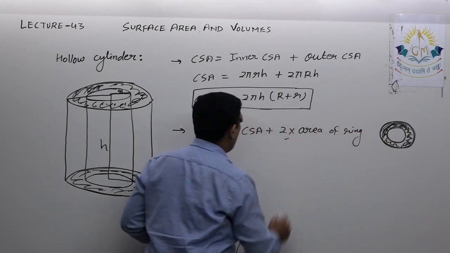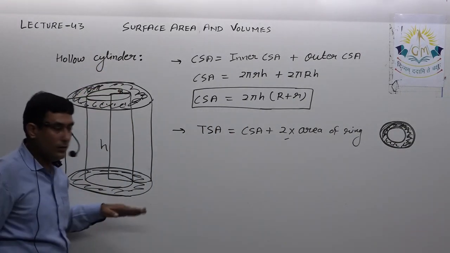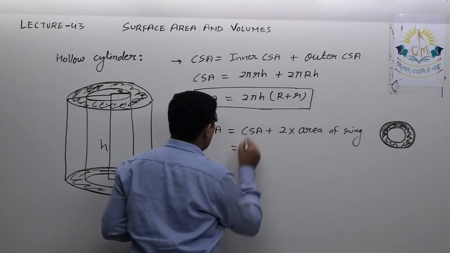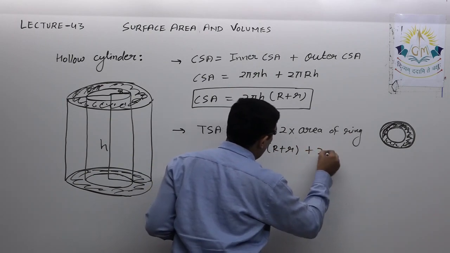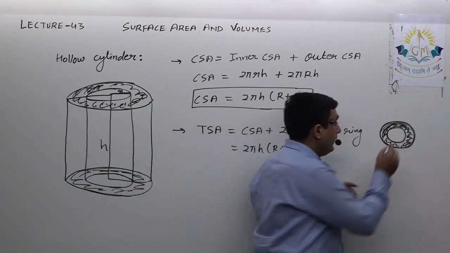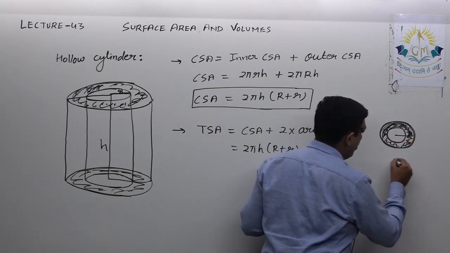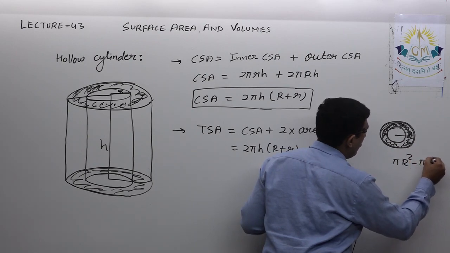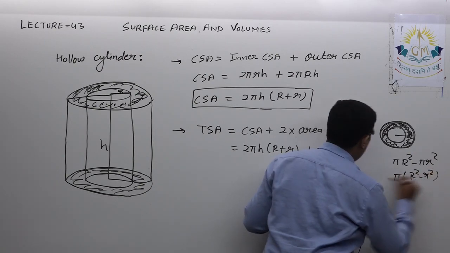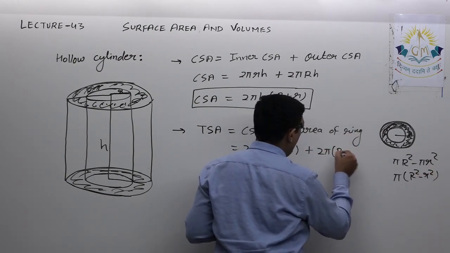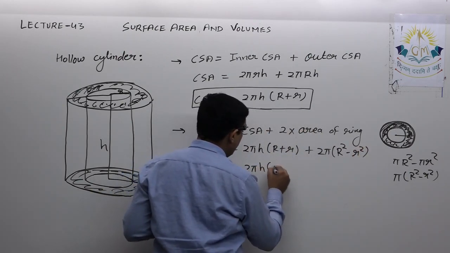Why 2? Because there is a surface at the upper end as well as at the lower end. So CSA we know is 2 pi h (R plus r) plus 2 into the area of ring, which is the area of the external circle minus the area of the small one, that means pi R squared minus pi r squared, or simply I can write pi (R squared minus r squared). So 2 pi (R squared minus r squared). I can simplify it further.